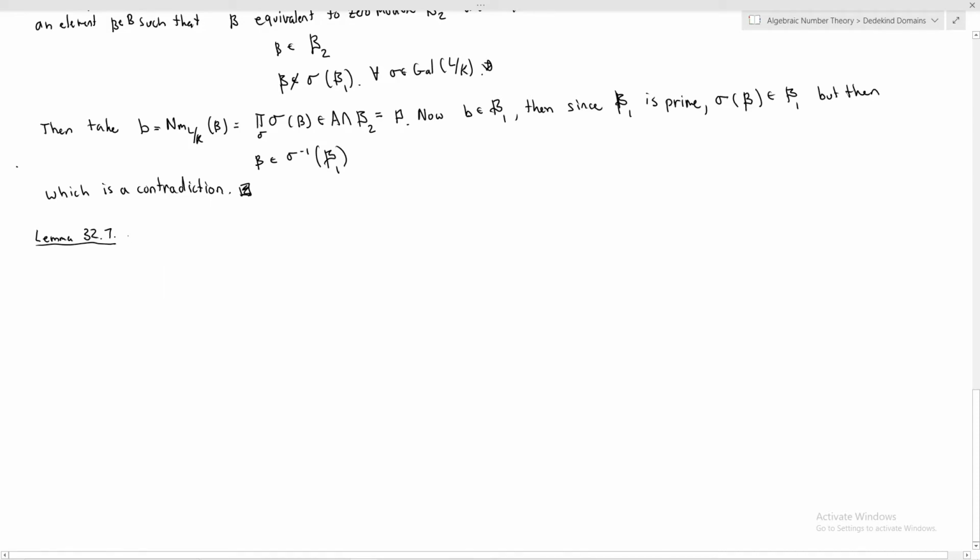So I'm going to let A, B, L, and K be as above. Again, we're going to assume for now that L and K are number fields and A and B are the rings of integers in those guys. A is in K and B is in L, and the extension is of degree M.